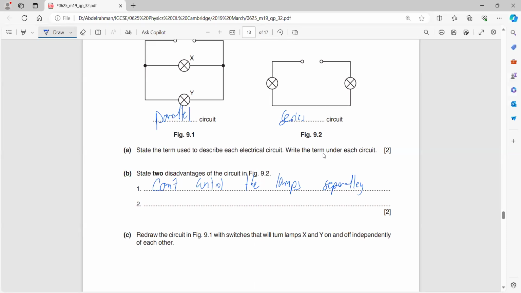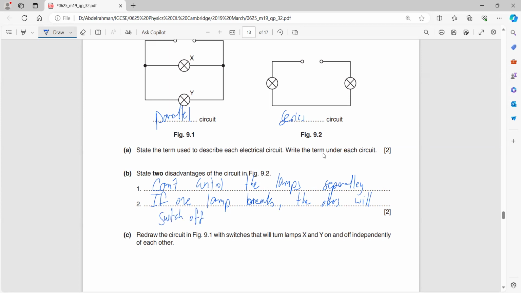I need the third one. What's the third disadvantage? If one lamp breaks, what will happen? The others will break. Okay. If one lamp breaks, the others will switch off.